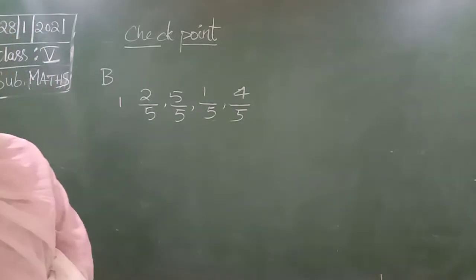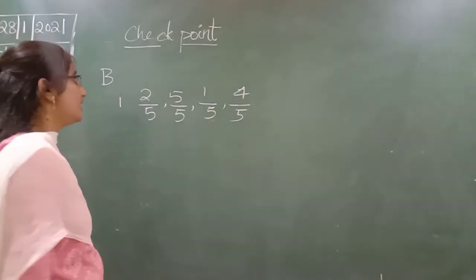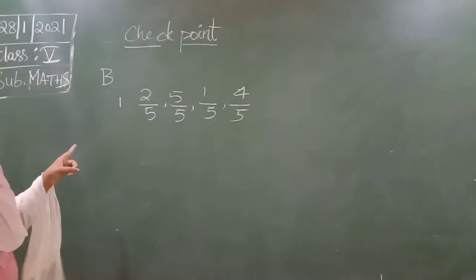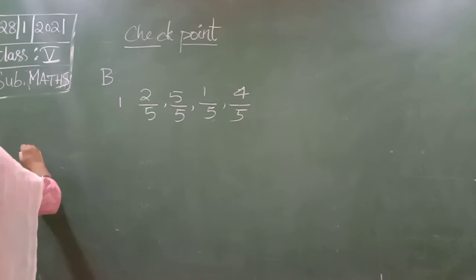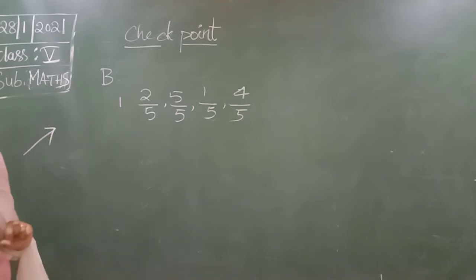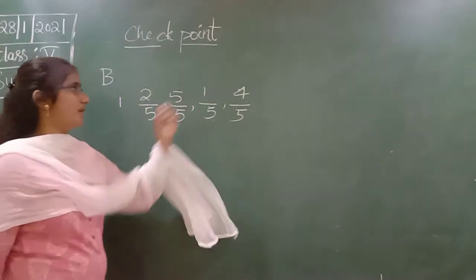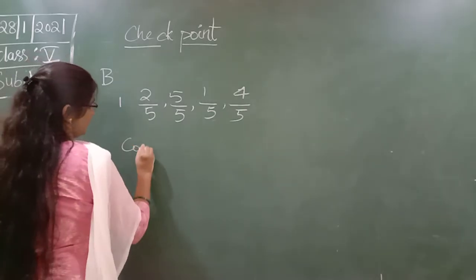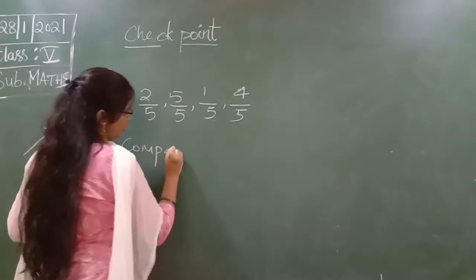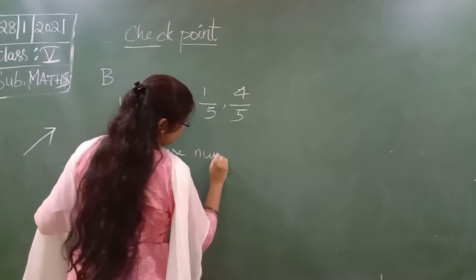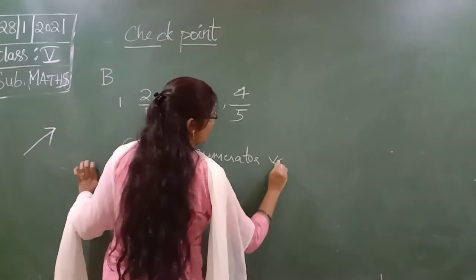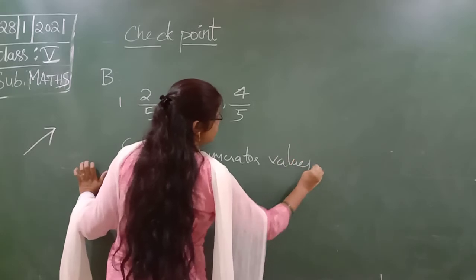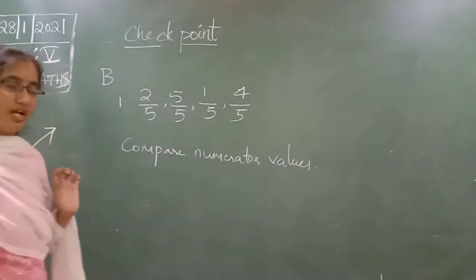What kind of fractions are these? Like fractions. In like fractions, we have to compare the numerators. Ascending order is increasing order. So while comparing, compare the numerator values.